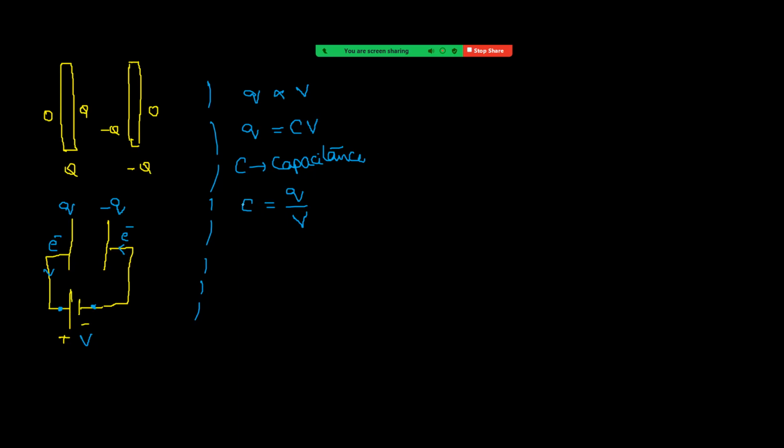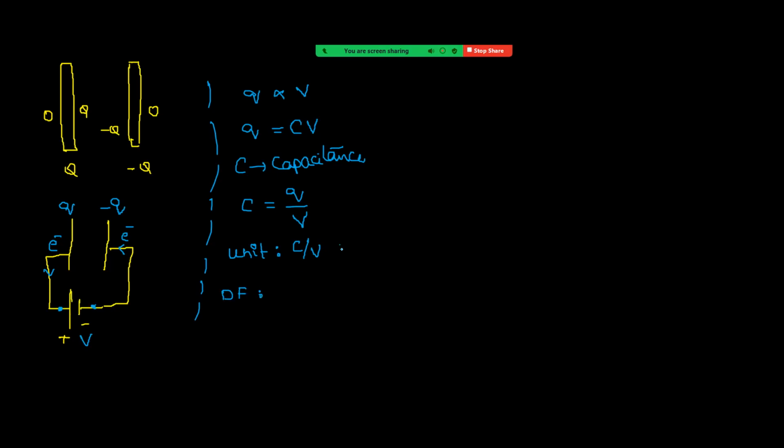Whenever we want to calculate capacitance, first we have to imagine a charge Q on one of the plates. Then we calculate the potential difference between the plates. The ratio gives us the capacitance. From this definition, the unit for capacitance is coulomb per volt, right? Charge is in coulomb and potential difference is in volt.